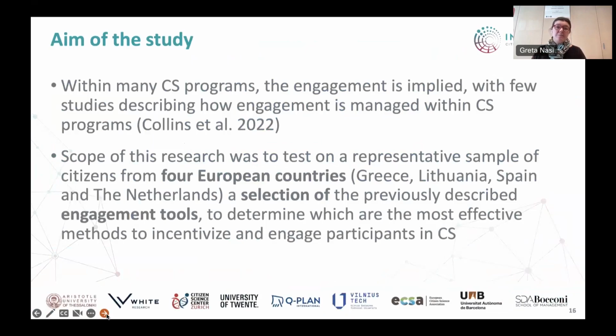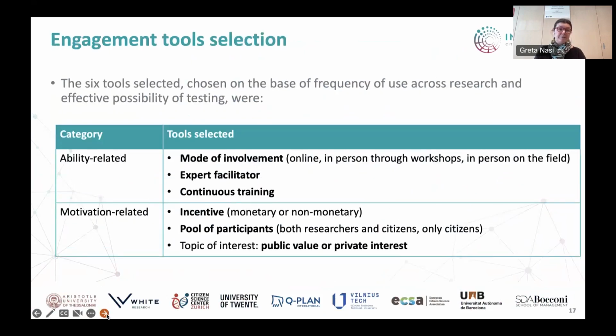The aim of the study has been to describe how engagement is managed within communities, and also to understand which engagement tools they would appreciate the most, to get an idea of which effective methods may be further investigated and rolled out to incentivize and engage participants in citizen science hubs. We selected six tools across a variety, from ability-related to motivation-related, that are quite well established and mature across the literature of citizen science and in general terms of engagement and participation of citizens.